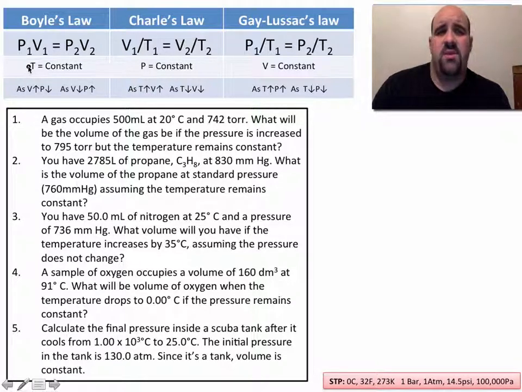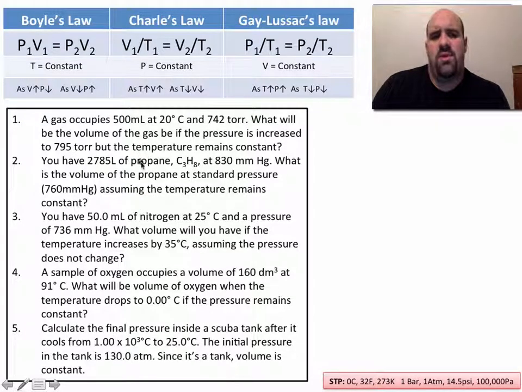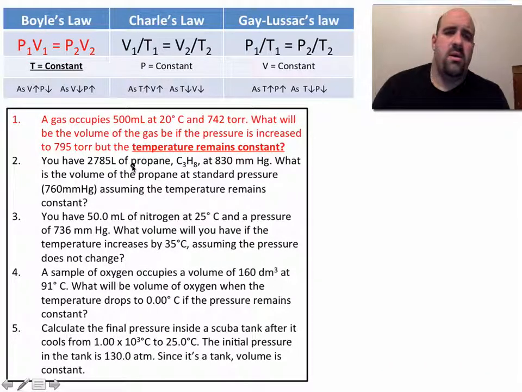So we have three formulas: P1V1 equals P2V2, V1 over T1 equals V2 over T2, and P1 over T1 equals P2 over T2. So we're going to use these three formulas. We have 5 word problems. We're going to see how to determine when to use what formula and what we have to do. So let's just go right through. We'll do some problems. Problem number 1.